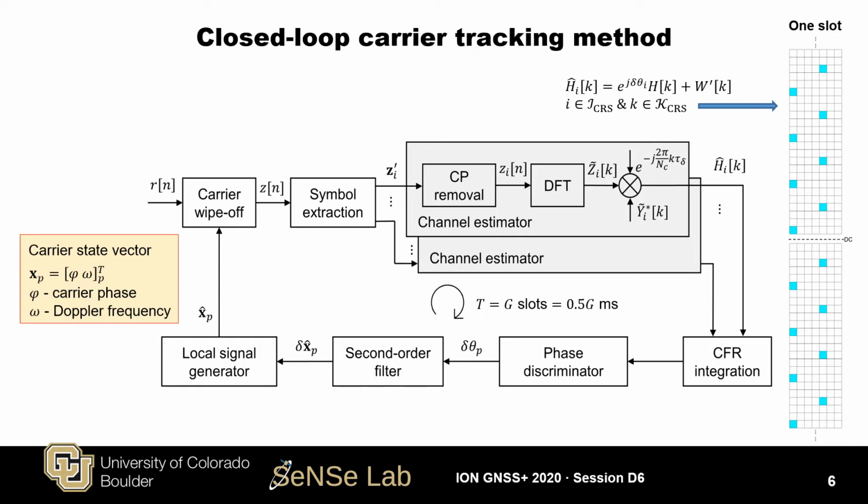The carrier phase error is then measured and filtered by a low-pass filter for updating the carrier state. Here is only the block diagram of the tracking method, and I will explain the discriminator and filter modules with more math in the next few slides.